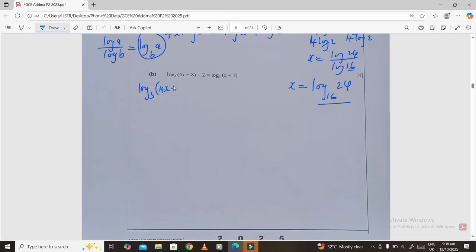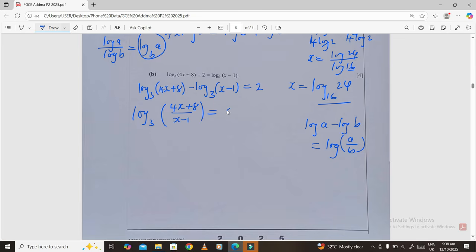So this is what we have right here. This will be log base 3 of 4x plus 8 minus log base 3 of x minus 1 is equal to 2. The log property that needs to be applied here says that when you've got log of a minus log of b, this will simply be equal to log of a over b. You see, and it's what we need to do here. So this is log base 3 of 4x plus 8 over x minus 1 is equal to 2.